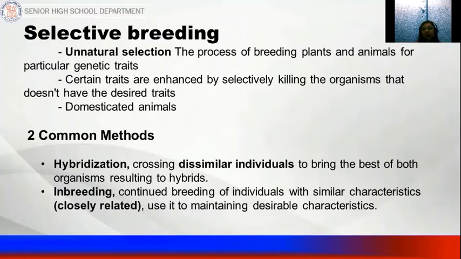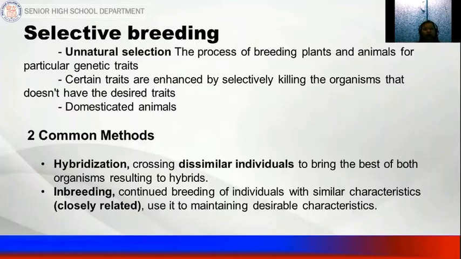So for this selective breeding, it's about how you will modify a particular organism, okay, by selectively killing the organism and getting the particular genetic traits you want for that particular animal or organism, then you are going to modify it. So that is selective breeding. If the scientist knows that this particular trait is not needed anymore, then they're going to selectively kill the organism. So that is selective breeding.